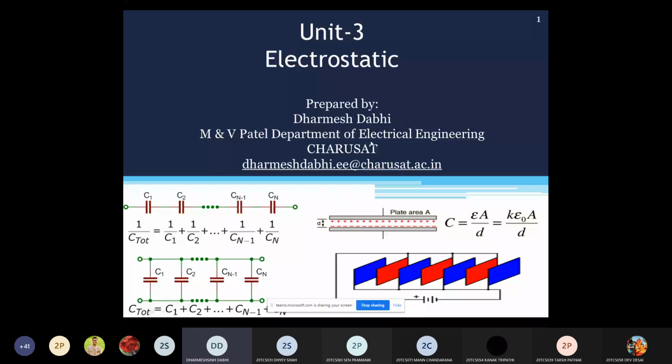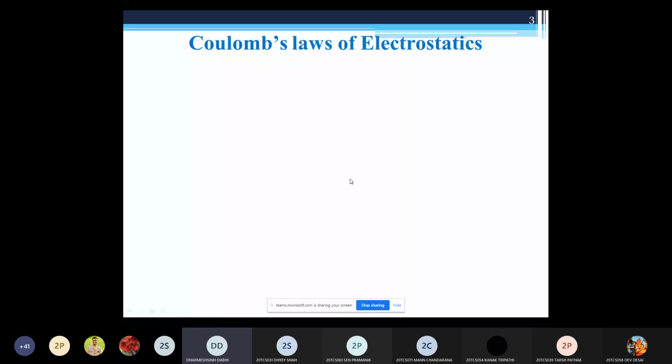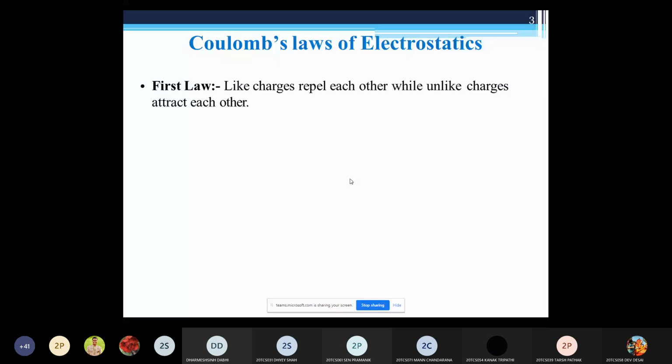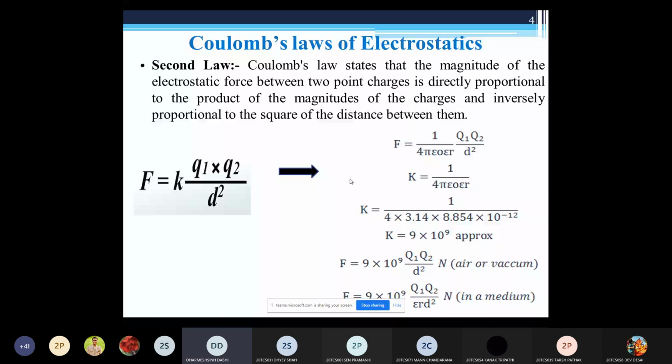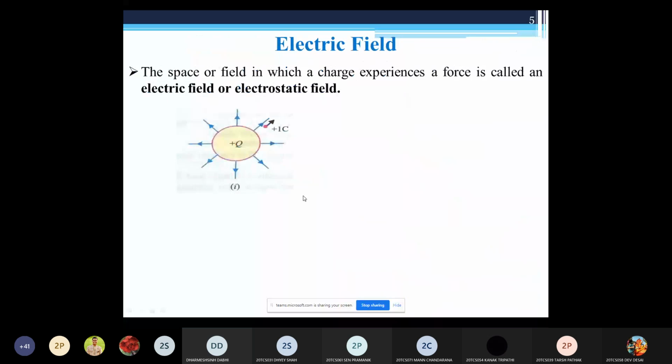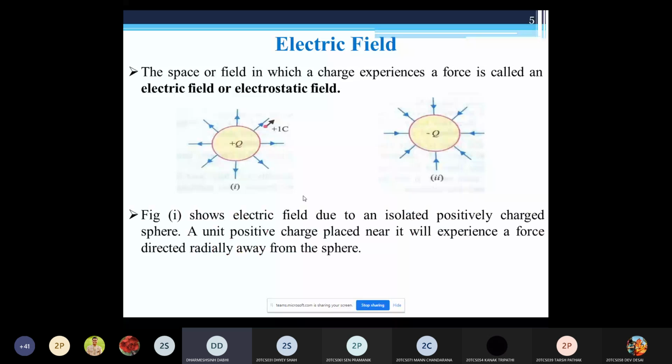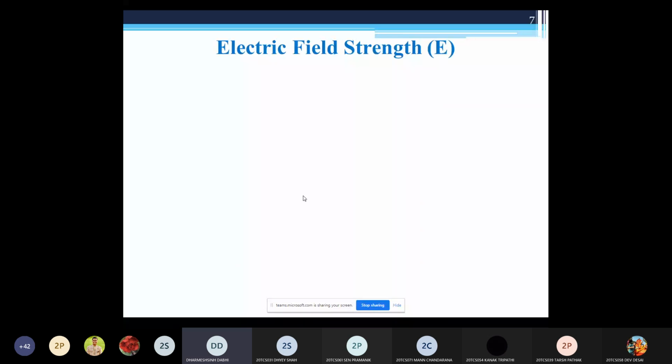Last lecture we studied chapter number 3, electrostatics. First we saw Coulomb's law. There are two laws, first law and second law. Then we derived the equation of force acting on the charge. Then we studied the definition of electric field. Next, direction: for positive charge, what is the direction? For negative charge, what is the direction? Then we saw the definition of electric field strength, E.